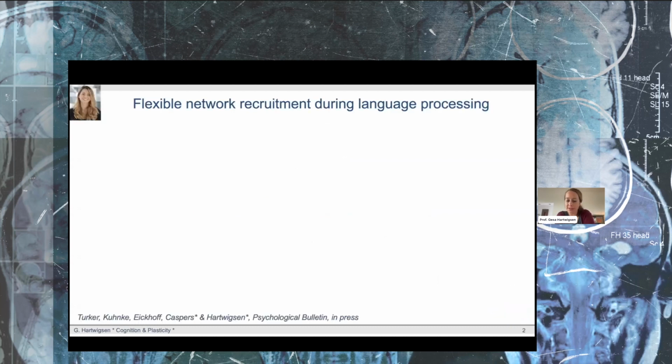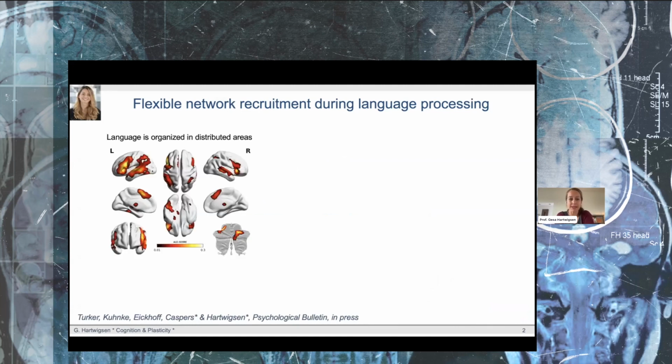So when one thinks about language and how language is represented in the brain, then the first important issue to consider is that language is organized in networks. So there is not just one language center in our brain, but language engages distributed networks. This is work from a meta-analysis that includes hundreds of neuroimaging studies from the last decades, and that shows essentially that we see language representations across language comprehension, production, different tasks, mainly in the left hemisphere, but also engaging right hemispheric areas, subcortical regions, and the cerebellum.